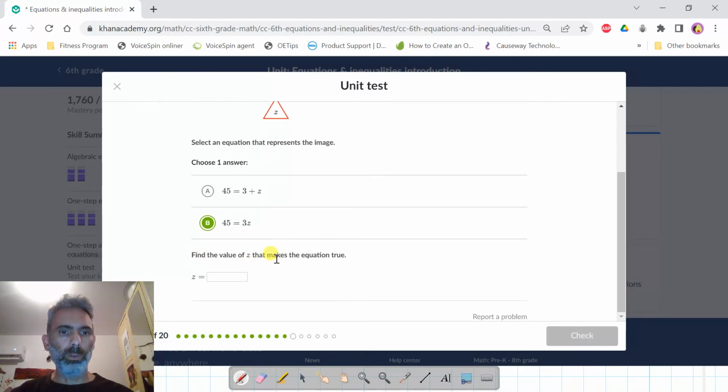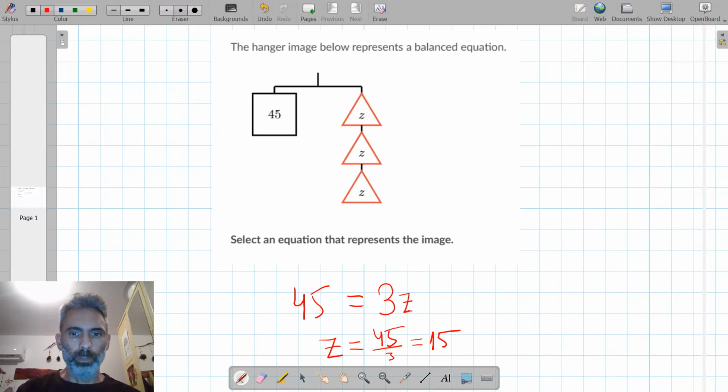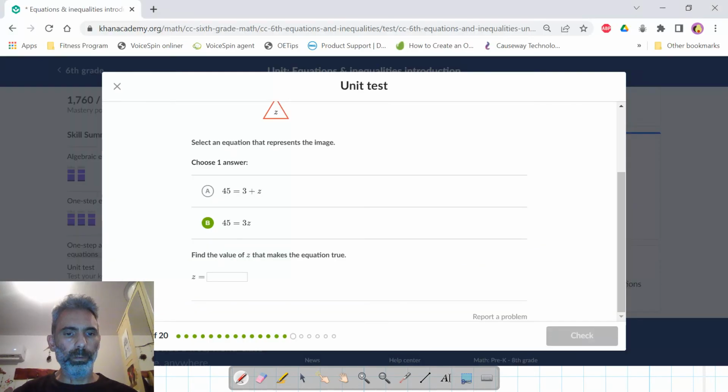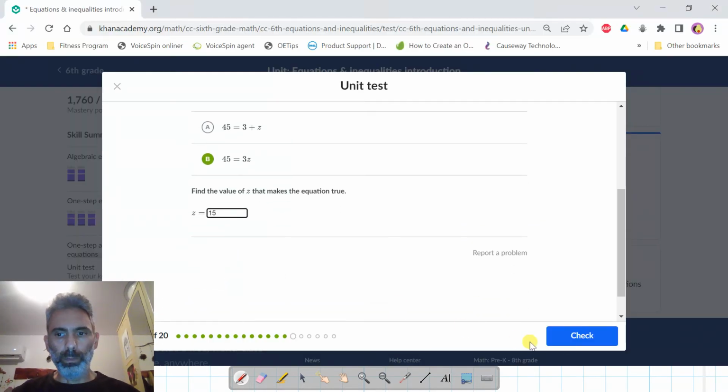Find the value of z that makes the equation true. So we need to divide both sides of the equation by 3. This is to isolate the z, so z equals 45 divided by 3, which is 15. Z equals 15.